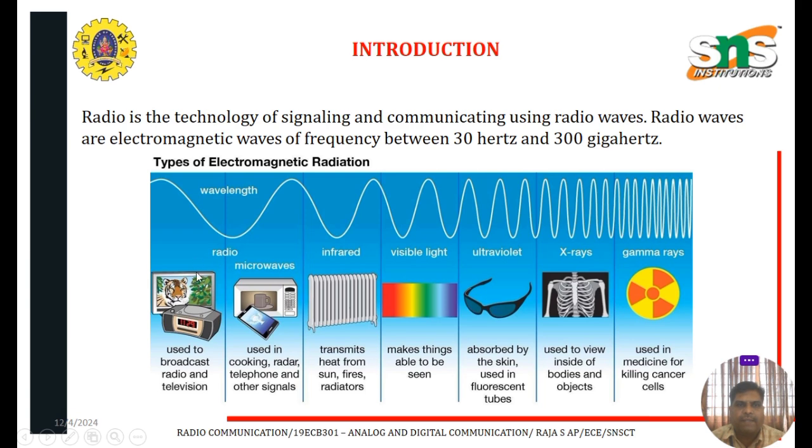First, the radio waves. The radio waves are used to broadcast radio and television signals. Second one is the microwaves. Microwaves are used in cooking, radar, telephone and other signals. Next one is the infrared rays. It is used to transmit heat from sun, fires and radiators. Next, visible light. Whatever we can see in real time is seen only through visible light. It makes things able to be seen. The next, ultraviolet rays. It is absorbed by the skin and used in fluorescent tubes. Next, X-rays used to view inside of bodies and objects. Next, gamma rays used in medicine for killing cancer cells.